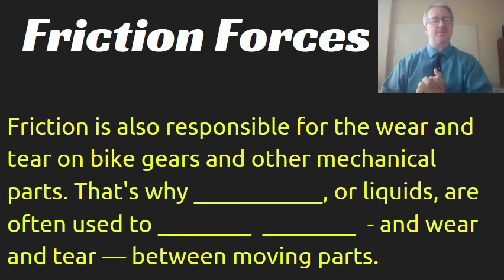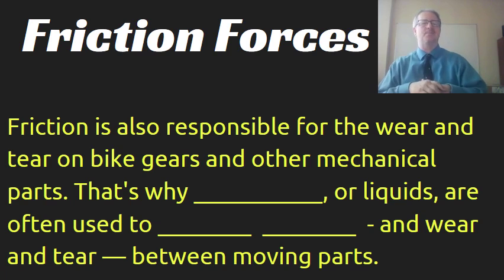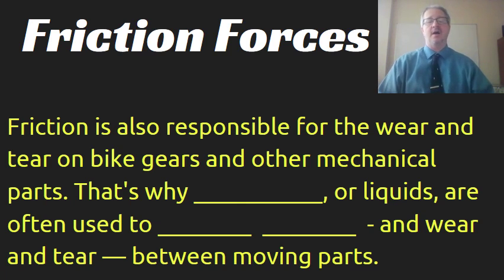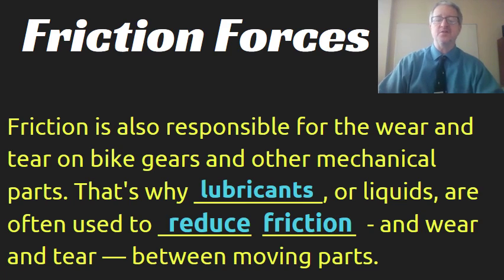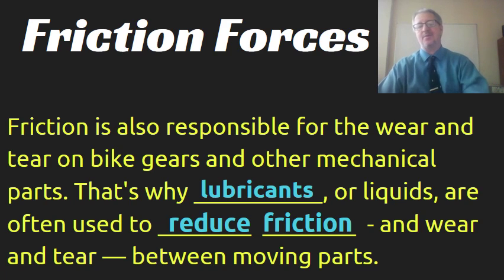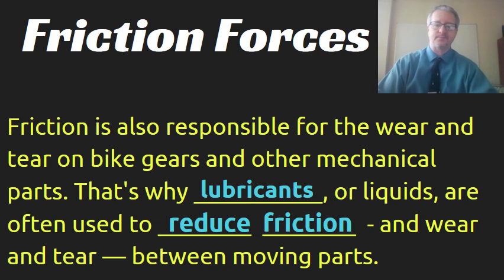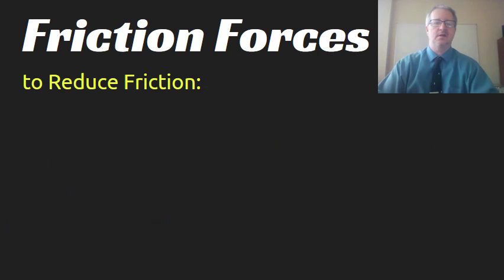Friction's also responsible for wear and tear on things like bike gears, transmissions in cars, and other mechanical parts. Whenever they're rubbing together, they're going to kind of wear each other out. And that's why lubricants or liquids are often used to reduce friction and wear and tear between those moving parts. So to reduce friction, there are three things we can do. We've already talked about these in a previous lesson.